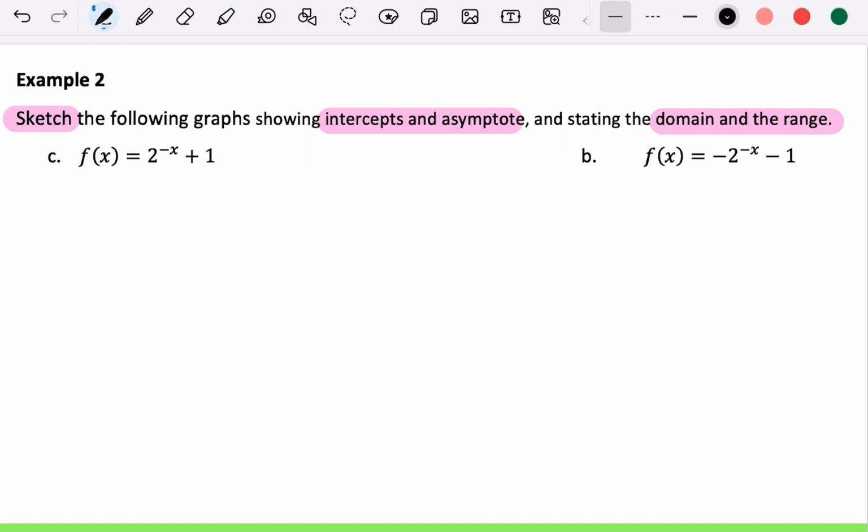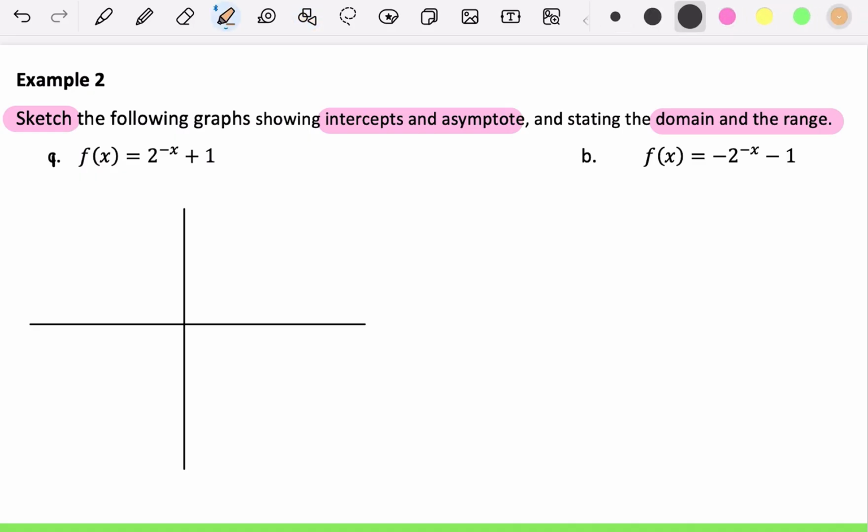Okay, so we'll start with part A. This is very similar to a graph that we just drew, 2 to the power of negative x, which remember is a reflection in the y-axis. However, what's happening this time is that we are going up by 1. So our asymptote is now going to be at y is equal to 1 rather than at y is equal to 0. We can label that as y is equal to 1.